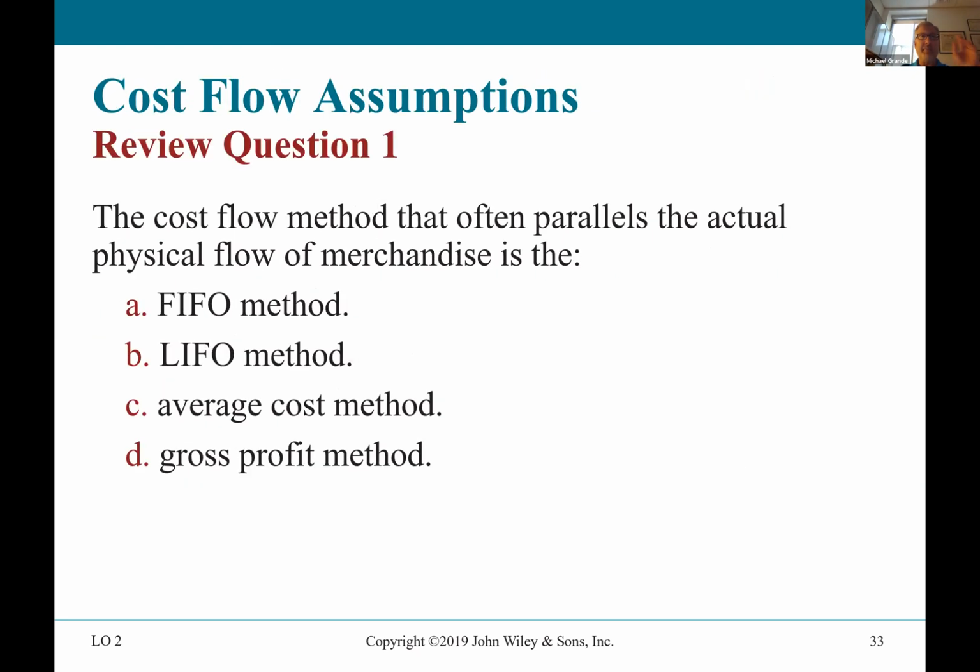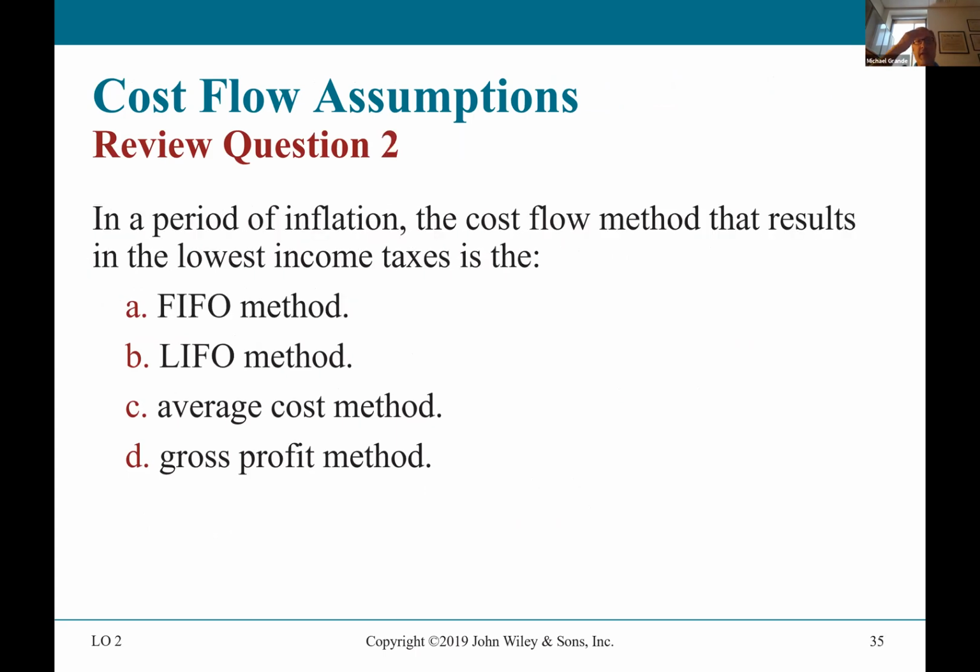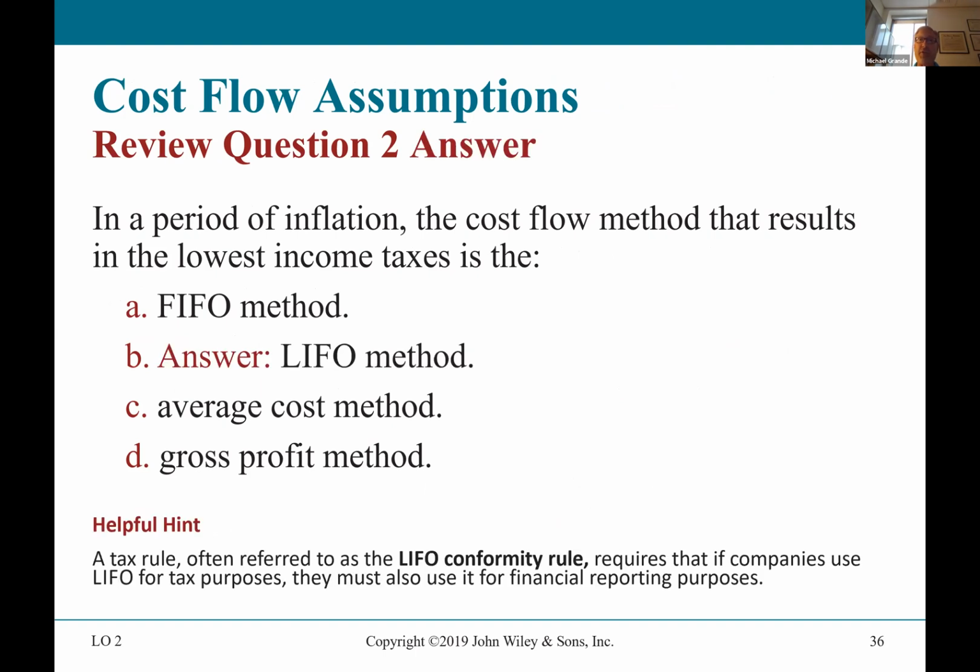Skip that one. So here's a question. The cost flow method that often parallels the actual physical flow of merchandise is which one? It's FIFO, first in, first out. Next question. In a period of inflation, the cost flow method that results in the lowest income and taxes is what? It's going to be LIFO. I just said that, right? Because cost of goods sold is made up of the more recently purchased items.